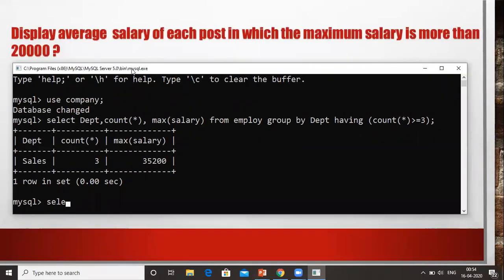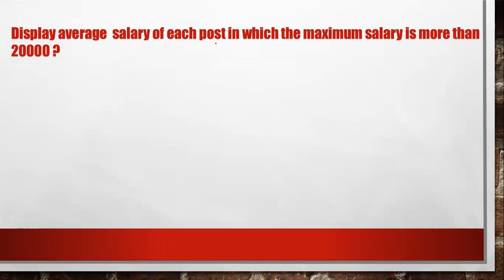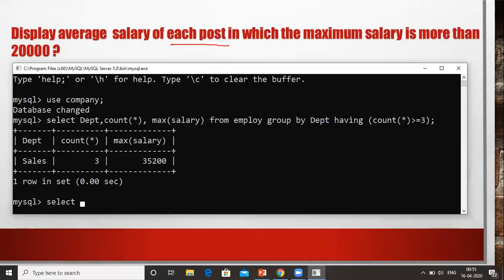So we have written select, and as you see over here it is written each post, so it means that we have to prepare groups on the basis of post. So we will write post, comma, then average salary, AVG salary, from the table employee, and then we have to prepare groups as per the post, so group by post.